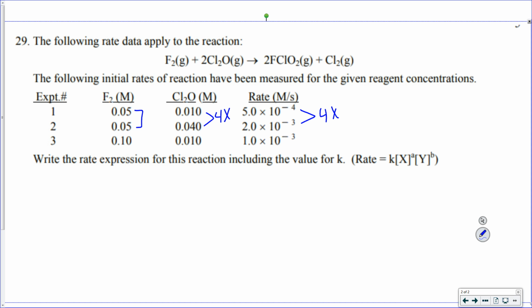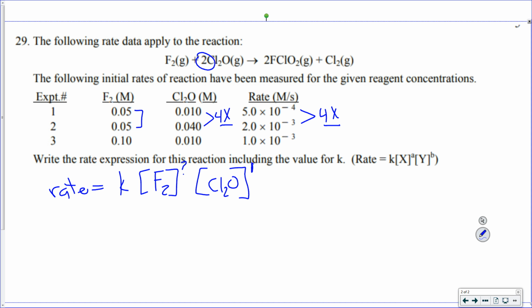So that tells me with respect to this reactant, so rate is equal to K times the concentration of each of the reactants raised to the respective powers. So with respect to this reactant, 4-fold increase in concentration, 4-fold rate, that tells me that's the first order. And that's the reason we can't look at the stoichiometry. We've got to look at the actual data. All right, so now we know what the order is with respect to that one.